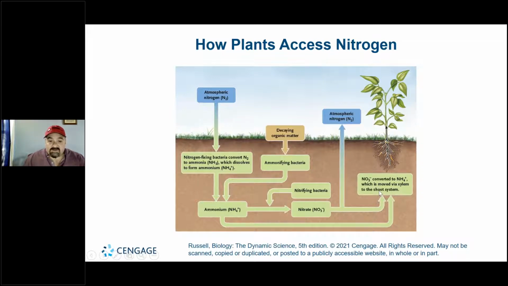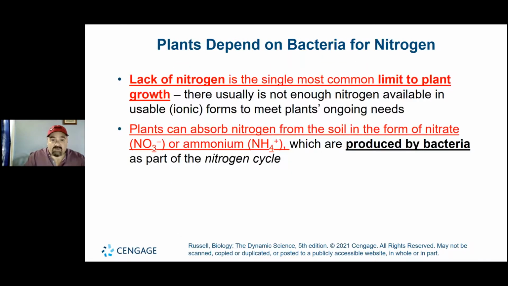And you'll see here, nitrate and ammonium, nitrate converted to ammonium, which in turn will move in via the xylem, right? Because what's present within the root system, the xylem, is in order to take up nutrients, the minerals and the water, into the root system and bring it up to the shoot system, okay? So bacteria are important for nitrogen. That's an important thing that you should know as a statement there.